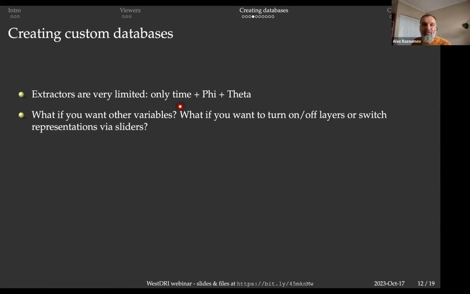Anyway, but what if I want to visualize other variables? Let's say I draw an isosurface and I want to play back different values of the isosurface. How would I do that? Let's say I want to turn on and off various layers. I want to switch to a different representation, right? There's lots and lots of things you can do in ParaView, and all of this, as far as I know, you cannot do easily via extractors.